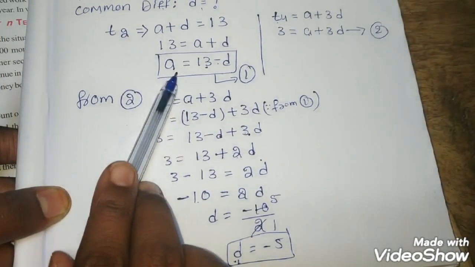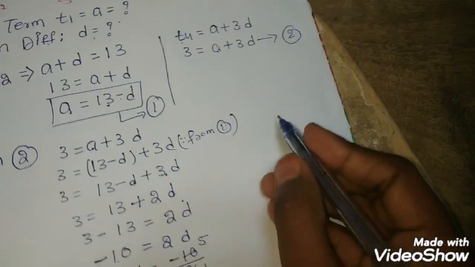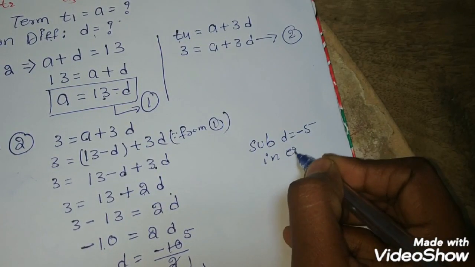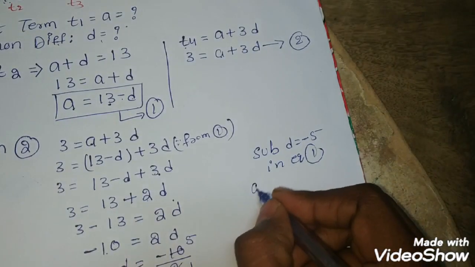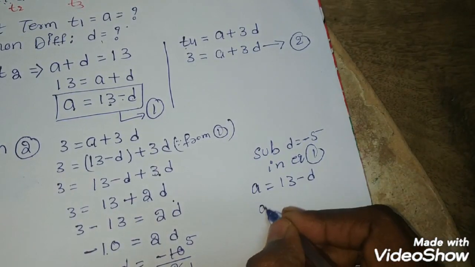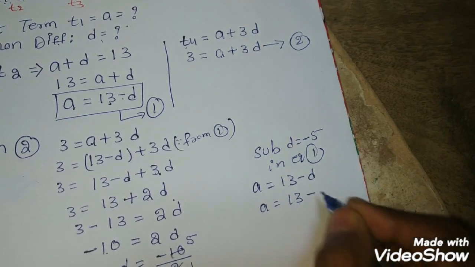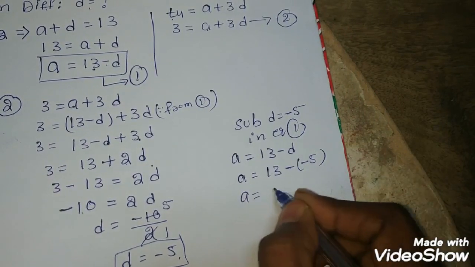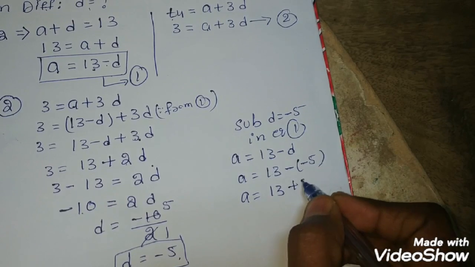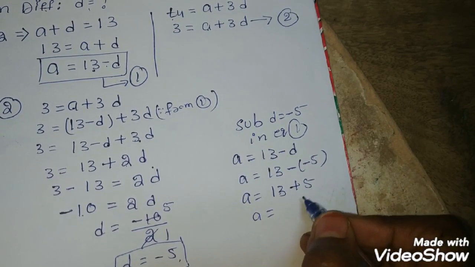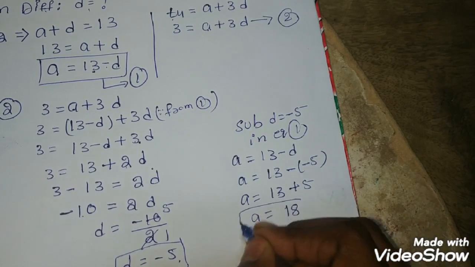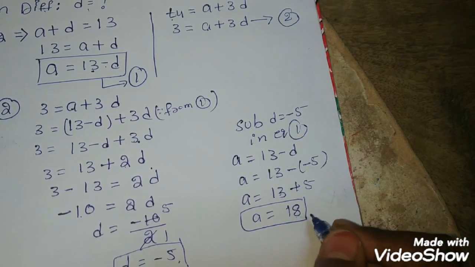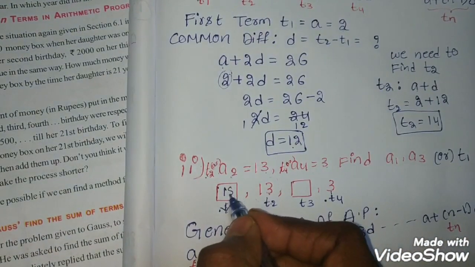Because we know the common difference, that is minus 5, you have to substitute in equation 1, we get A. Now substitute D is equal to minus 5 in equation 1. So what is equation 1 here? A is equal to 13 minus D. A is equal to 13 minus, what is D here? Minus 5. So D is minus 5. A is equal to 13 minus into minus, plus 5. A is equal to 13 plus 5, what? 18. So our answer is, the first term is 18. So just keep here, the first term is 18.